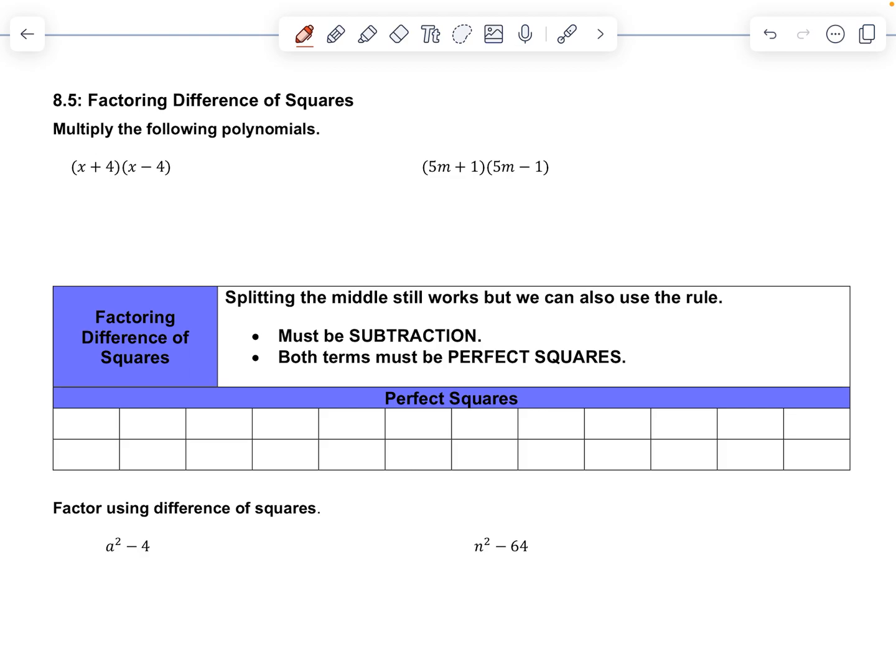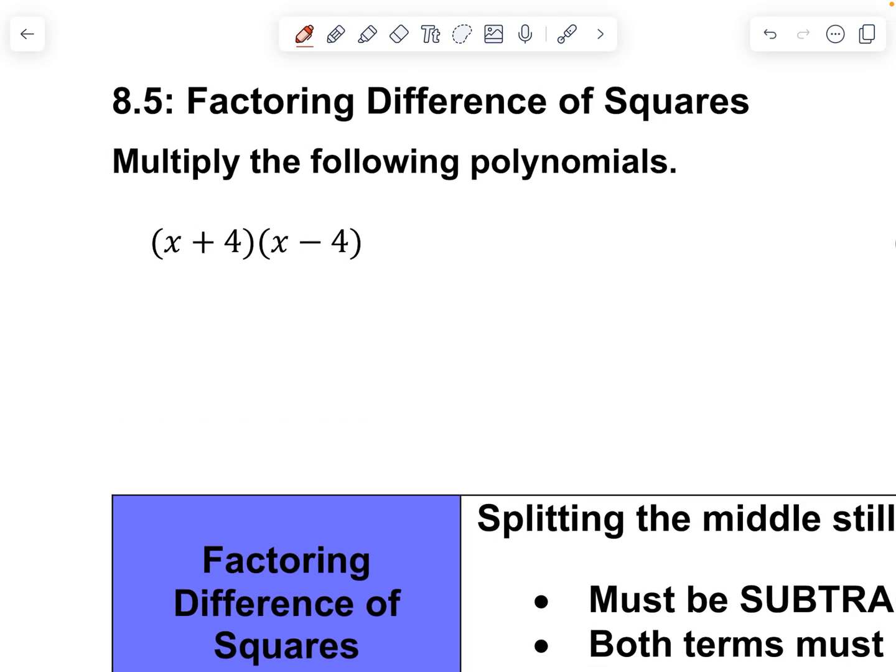So to start with, just so we can see where this is coming from, comparing it to things that we did first semester, I want to go ahead and multiply out some binomials. So remember, we would distribute this x to both terms, and then we would distribute the 4 to both terms, and we would be multiplying, okay? So to start, x times x, I'm getting x squared. X times negative 4, I'm getting negative 4x. 4 times x, I get positive 4x. And 4 times negative 4, I get negative 16.